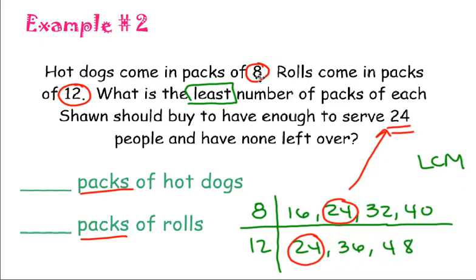So I now need to take each one, just like we did in the last problem, and divide it back into the LCM. Okay, so what is 8 divided by 24? 3. What is 12 divided by 24? 2.